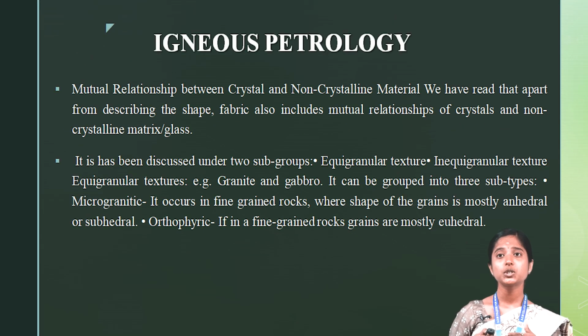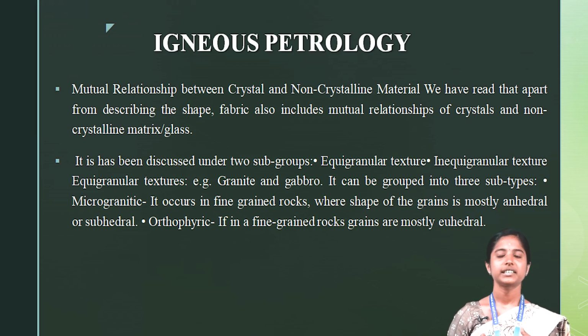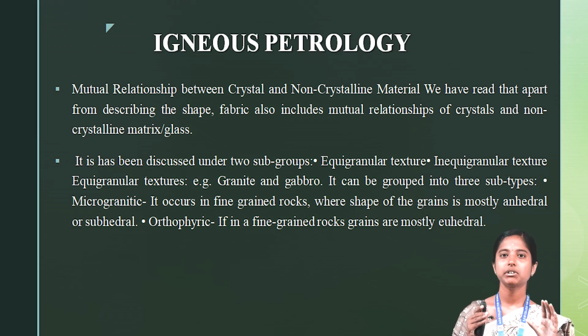Next, mutual relationship between the crystals and non-crystalline materials. We have read that apart from describing the shape, fabric also includes the mutual relationship of crystals and the non-crystalline matrix or glass. It has been discussed under two groups: equigranular texture and inequigranular texture. Equigranular texture: when the majority of the grains are of equal size, the rock is said to have an equigranular texture. Examples of this are granite and gabbro.